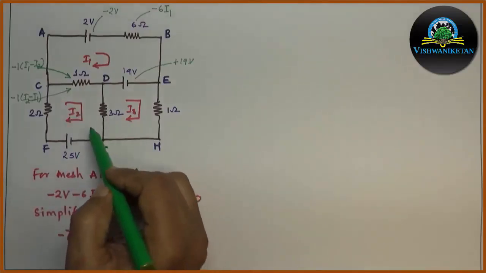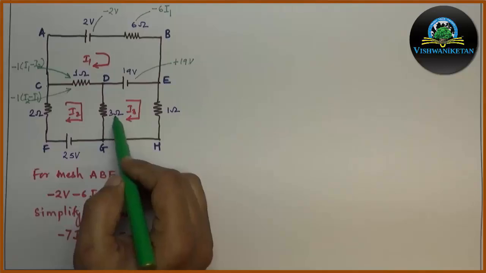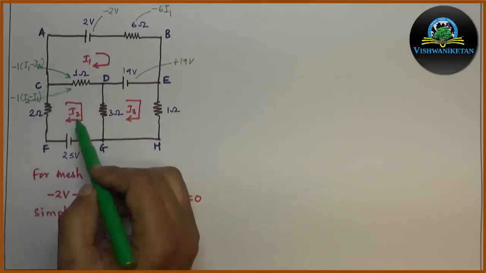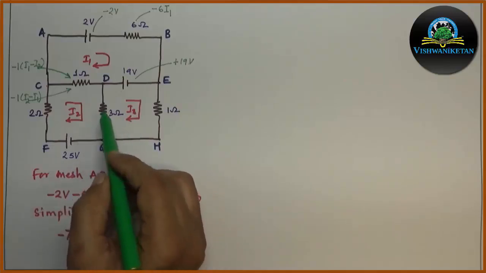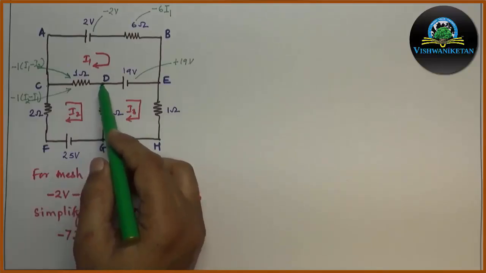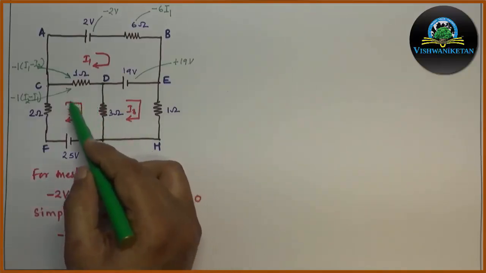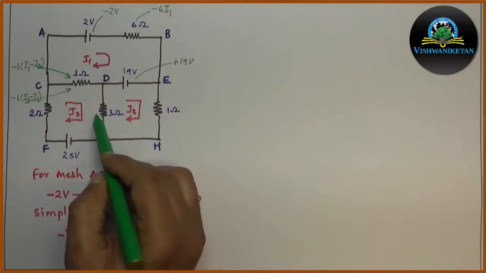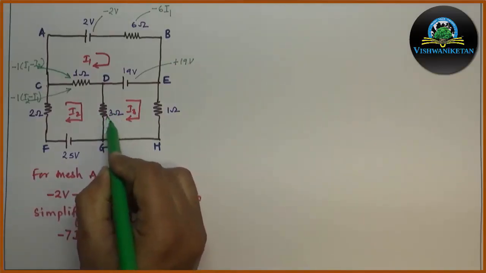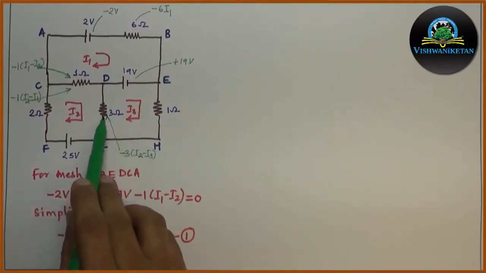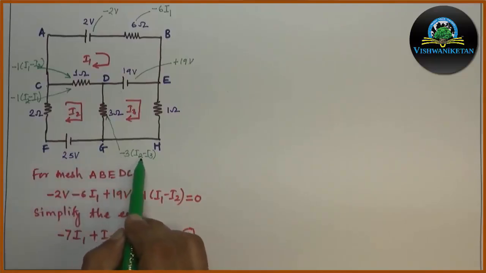Then, from D to G, we have a resistor of 3 ohm which is common to mesh 2 and mesh 3. In this case also, the resultant current in 3 ohm will be I2 minus I3 because we are in mesh 2. So, mesh 2 current will be assumed higher than mesh 3 current. For the sign, we are moving from D to G and the current direction of mesh 2 is also from D to G. Hence both directions are the same. So the sign assigned will be minus, and the voltage drop across the 3 ohm resistor in loop 2 will be minus 3 times (I2 minus I3).